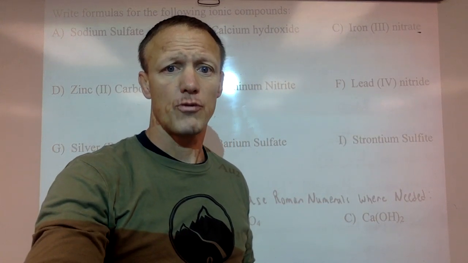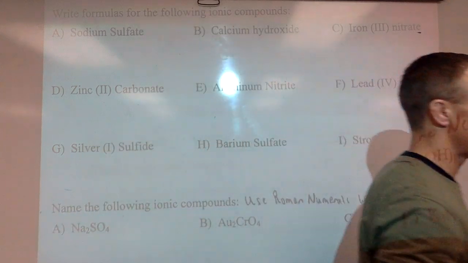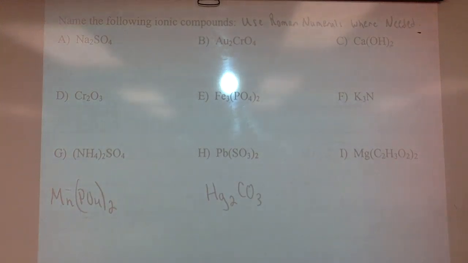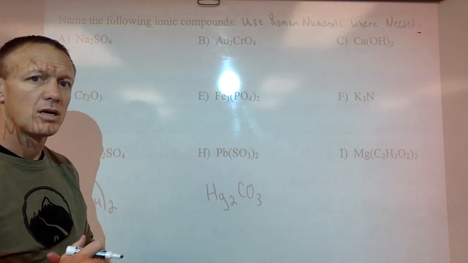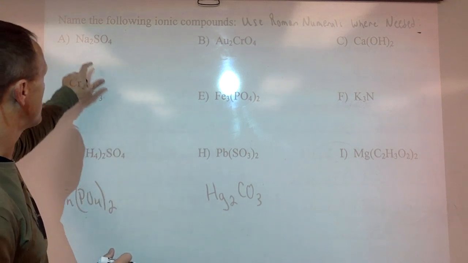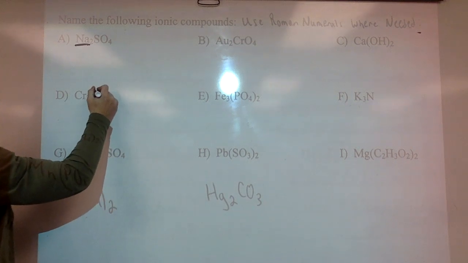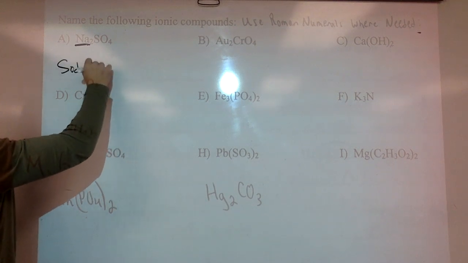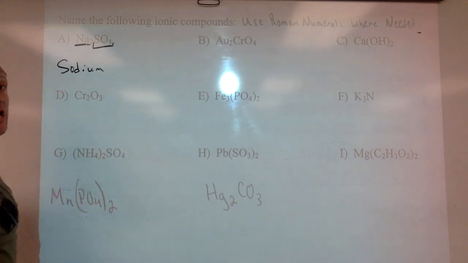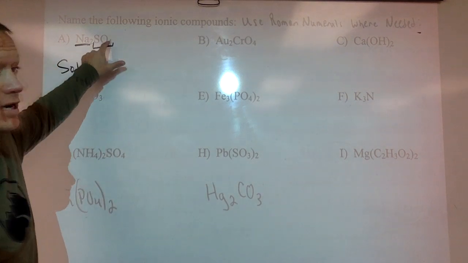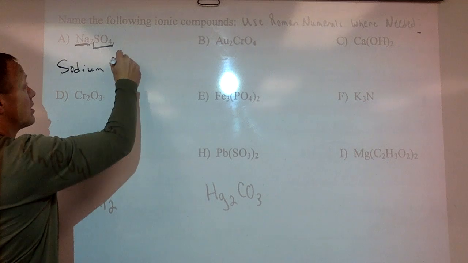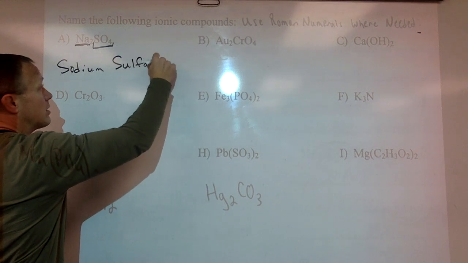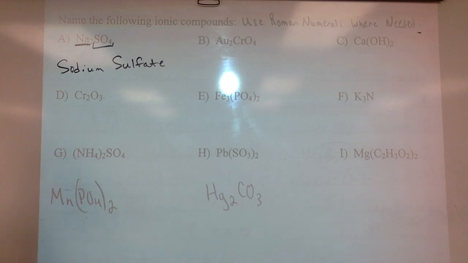So that's writing the formulas. Naming them, not too tough. The Roman numeral gets tough. We'll work on that as we go through. I may show a couple of those, but that will be taught in class a little bit more. But if we're naming these, name the Na, sodium. If there is a group of atoms, now you name that as one group. So you don't name this sodium sulfur oxide. Sodium, and then find SO4 on the polyatomic ions list in the periodic table at the bottom, and that is called sulfate. Sodium sulfate.